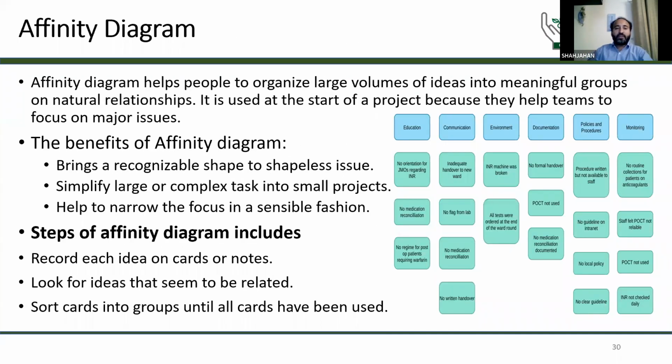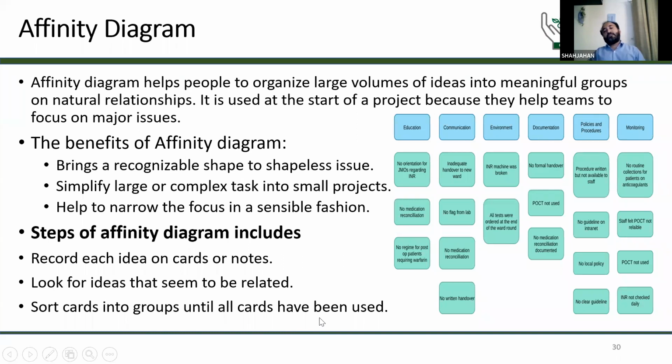What is the affinity diagram? An affinity diagram helps people organize a large number of ideas into meaningful groups based on natural relationship. It is used at the start of a project because it helps the team focus on major issues. The benefits of an affinity diagram: it brings a recognizable shape to shapeless issues, simplifies large or complex tasks into small projects, and helps narrow the focus in a sensible fashion. Steps of an affinity diagram include recording each idea on cards or notes, looking for ideas that seem to be related, and sorting cards into groups until all the cards have been used.